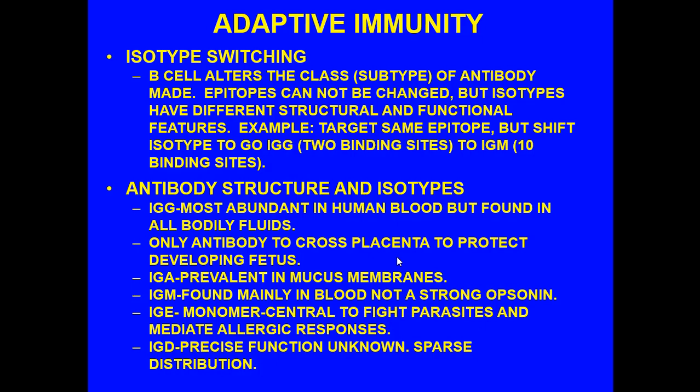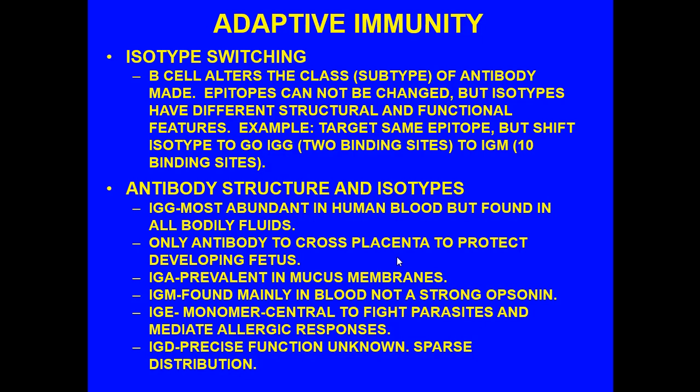I want you to bring up some basic pointers about the different isotypes. First off, the most abundant in human blood is IgG. It's found in almost all body fluids as well. This is the only antibody that will cross the placenta to protect the developing fetus. In other words, mom's antibodies can cross to protect the developing fetus in utero.